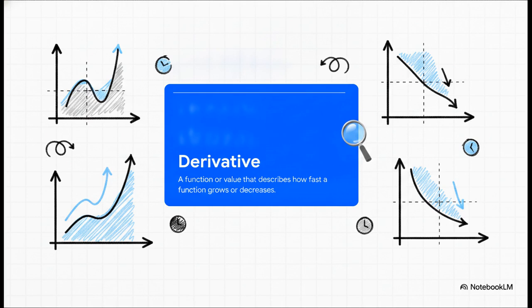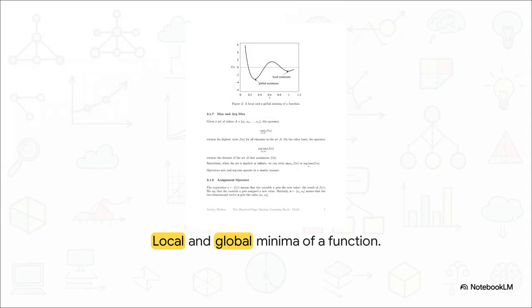Negative, it's going down. This concept of change is so crucial because in machine learning, we are almost always hunting for the lowest possible error. We are looking for these specific valleys, known as local or global minima. When a derivative drops to exactly 0, it means the slope is perfectly horizontal, which acts like a giant flashing sign telling our algorithms, hey, you've successfully reached the bottom of the curve.